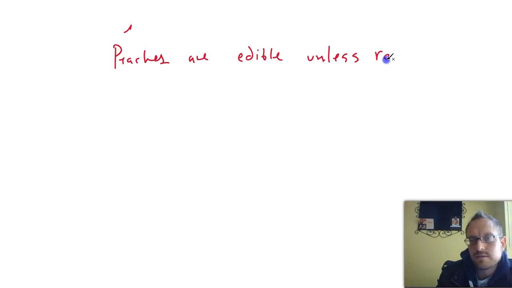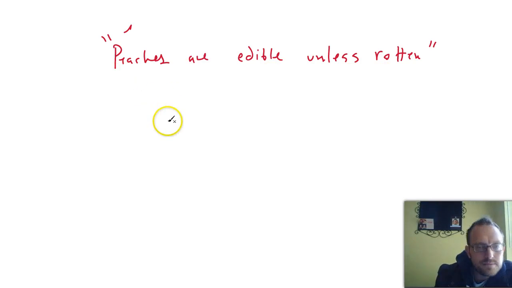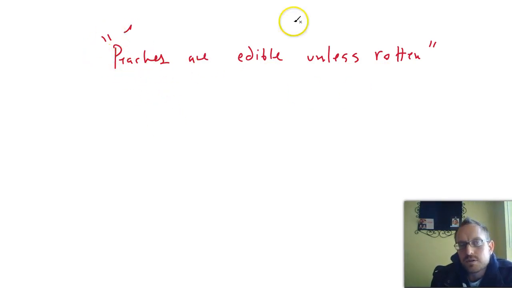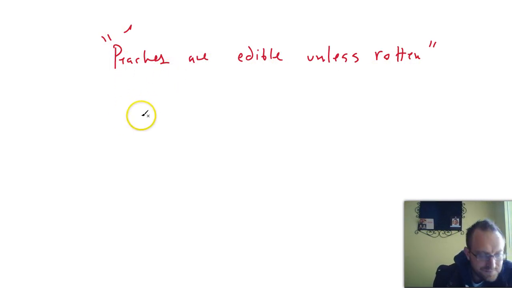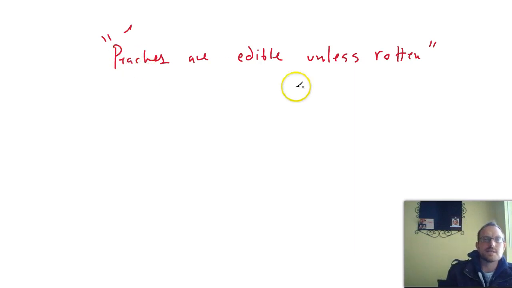Peaches are edible unless rotten. How should I symbolize this statement? Peaches are edible unless they're rotten. Well, think about the statement. This is a categorical statement, really, because I'm talking about all peaches being edible unless they're rotten. So that would look like this. Now remember, I'm not saying that this statement's actually true, but it is a categorical statement.